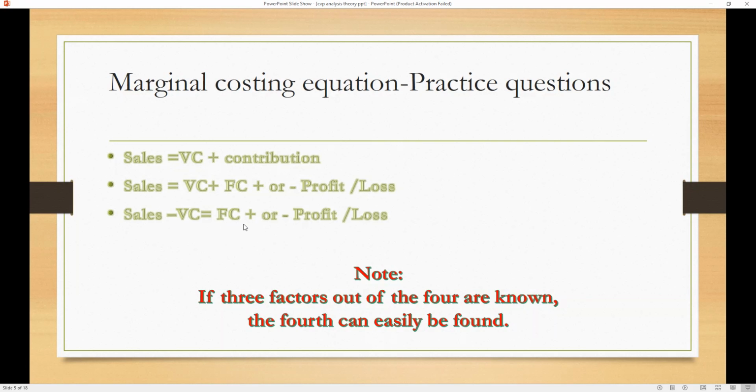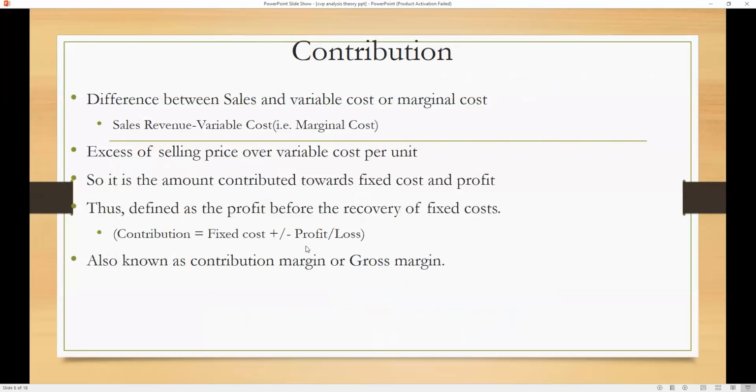So if they give you sales, variable cost and fixed cost, if 3 factors are given, you can easily calculate whether there is a profit or a loss by making the profitability statement. Similarly, if they give you variable cost, fixed cost, profit or loss, you can easily calculate your sales. This is what we call the marginal equation.